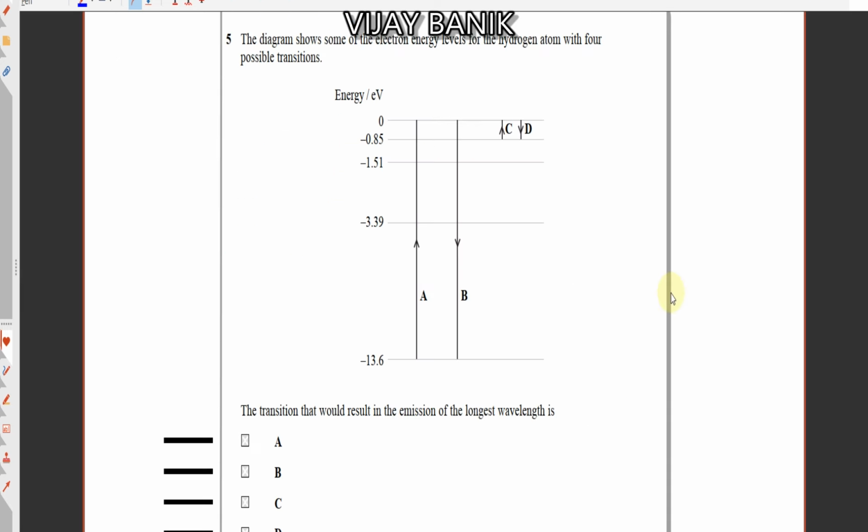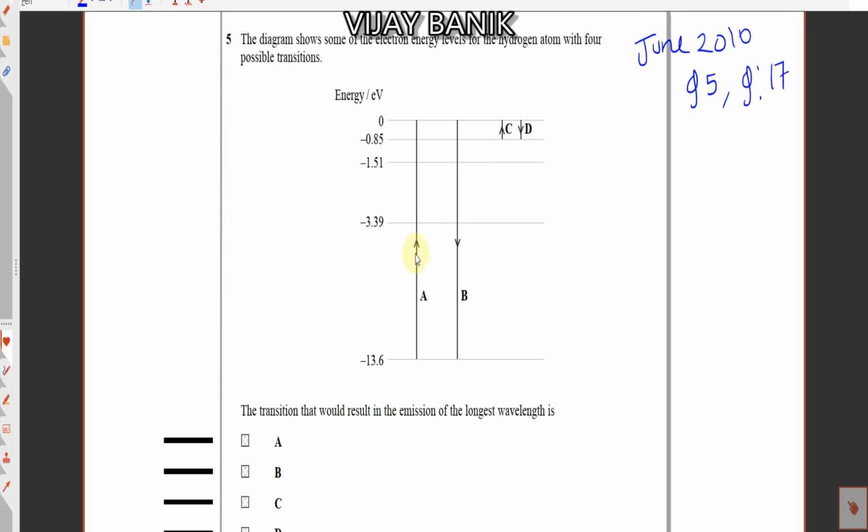So this is June 2010. We are going to do from this paper, June 2010, question number 5 and question number 17, if I'm not wrong. Let me just see. Question number 5 and question number 17. Now let's read this question, June 2010, Unit 2 paper. The diagram shows some of the electron energy levels for the hydrogen atom with 4 possible transitions. So there are four possible transitions for this electron.